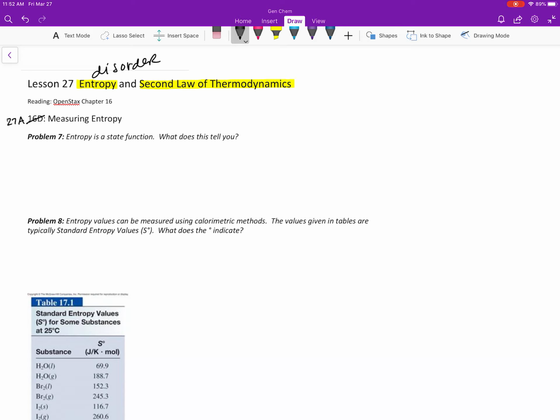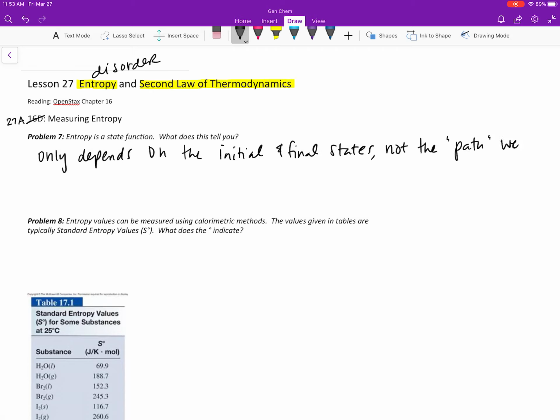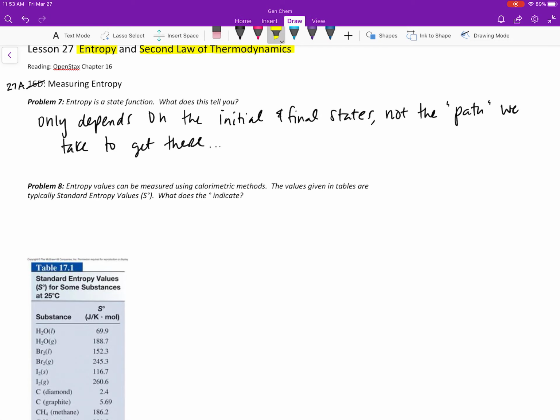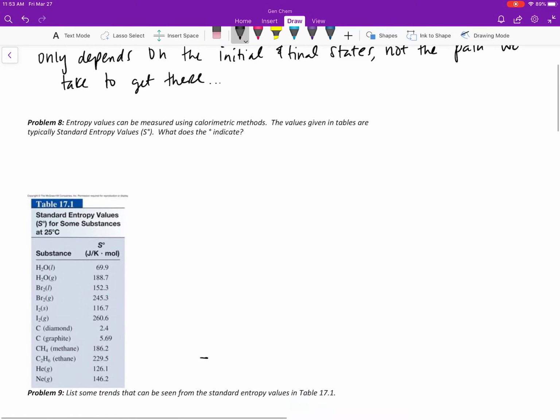So entropy is a state function, and what does that tell us? Now we have to think back to what state functions and non-state functions were. In this case, if entropy is a state function, it means that entropy only depends on the initial and final states, not the path we take to get there. Meaning it doesn't matter how many steps it takes, all that matters is point A to point B, not all the stops in between.